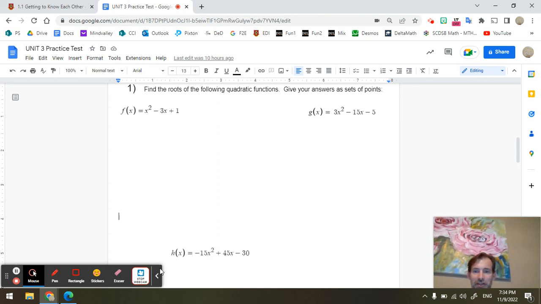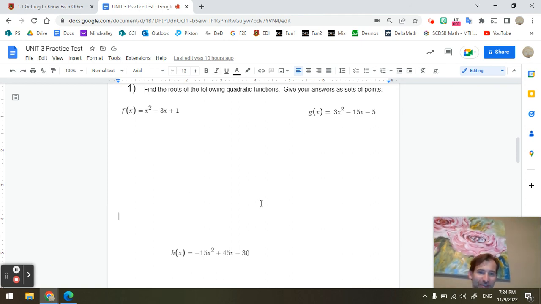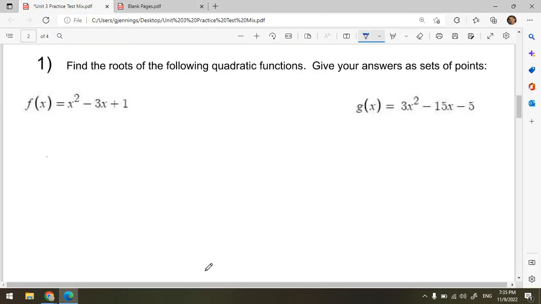I hope it's well and you're ready to take a look at finding the roots of some quadratic functions with the quadratic formula. Let's go, everyone. So here we go. We're going to give our answers as sets of points as well. So this is going to be as many as two answers, and you're going to give them as points. All right, here's how I suggest you do these.